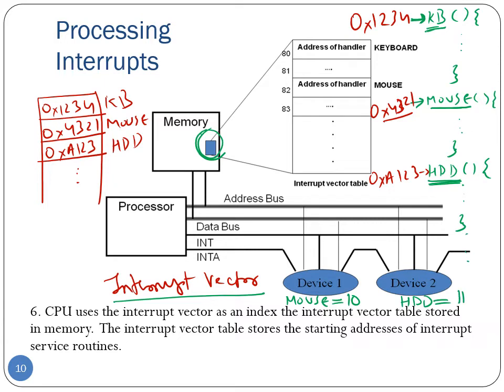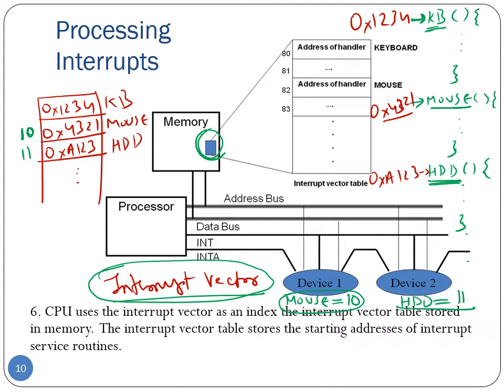So the address of the mouse interrupt handler would be stored as the 10th entry in this interrupt vector table. Similarly, the address of the interrupt handler for this hard disk would be stored as the 11th entry in this table. So the CPU doesn't need to really go through all of these entries. Recall that we are saving this interrupt vector information that was placed by the IO device. The CPU had saved this temporarily. Now it was saved for this purpose.